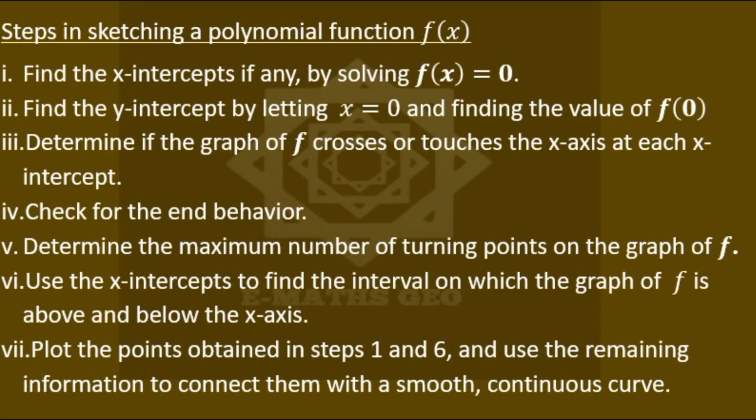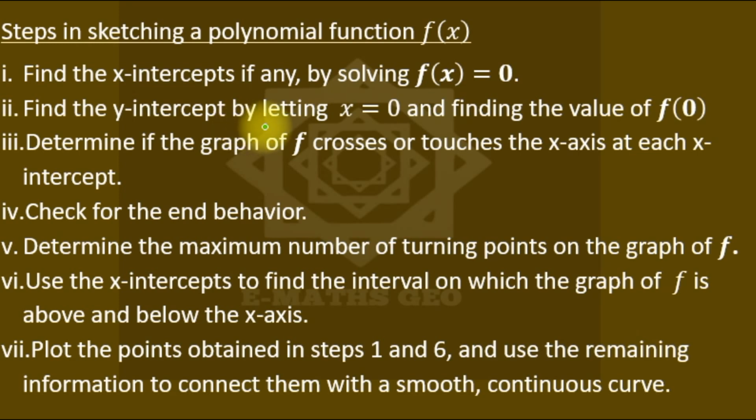So we're on steps for sketching a polynomial function. These are the steps that we use in sketching the graph. The first thing to do is to find the x-intercept. And how do you get the x-intercept? By substituting y equal to 0, that's f of x equals 0. We now find the values of x.